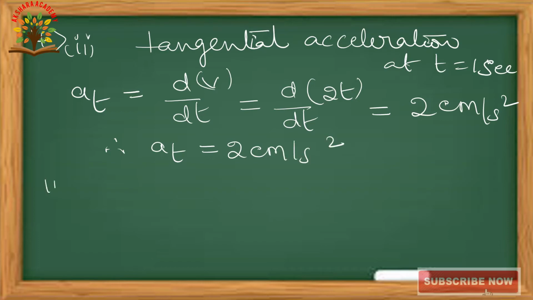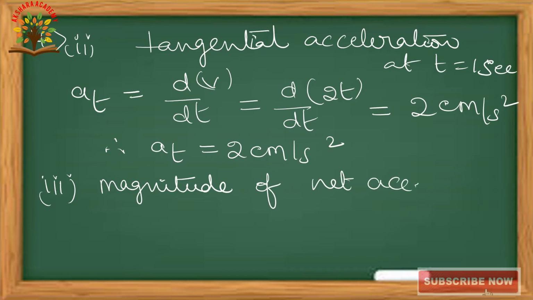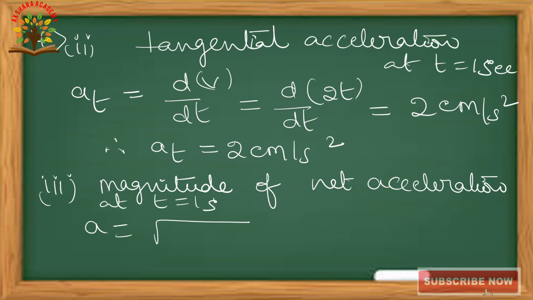And the third one, we are finding the magnitude of net acceleration. That is A equals square root of, this also we are finding at t equal to 1 second, a_r square plus a_t square. We can write it as a_c square plus a_t square. Here a_r already we calculated.